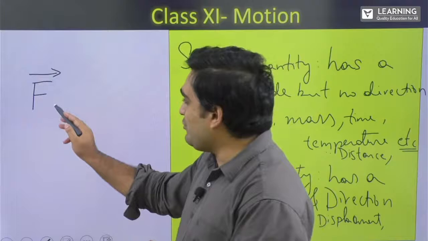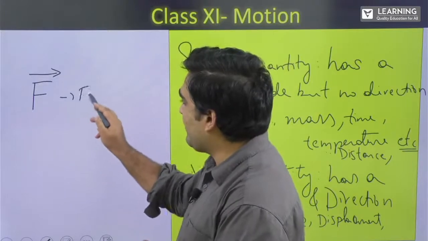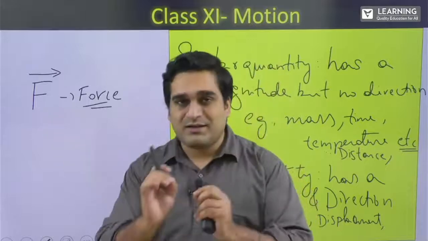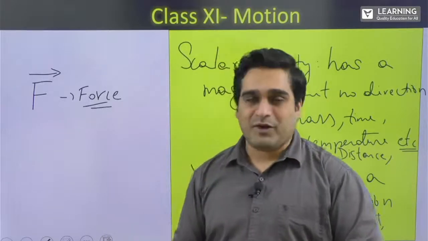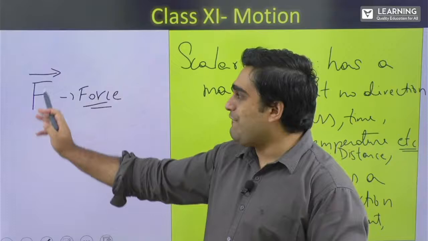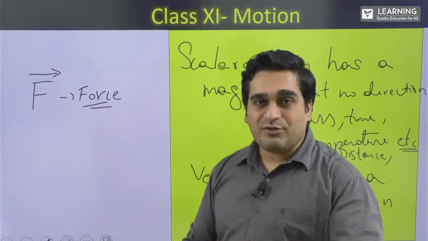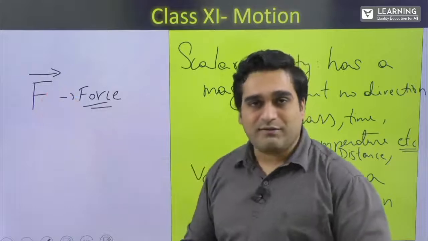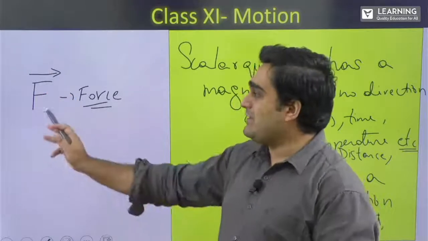So now this force is a complete representation of a vector quantity as F vector. So how do you read this? F vector. Because you have an arrow overhead, it says F vector.